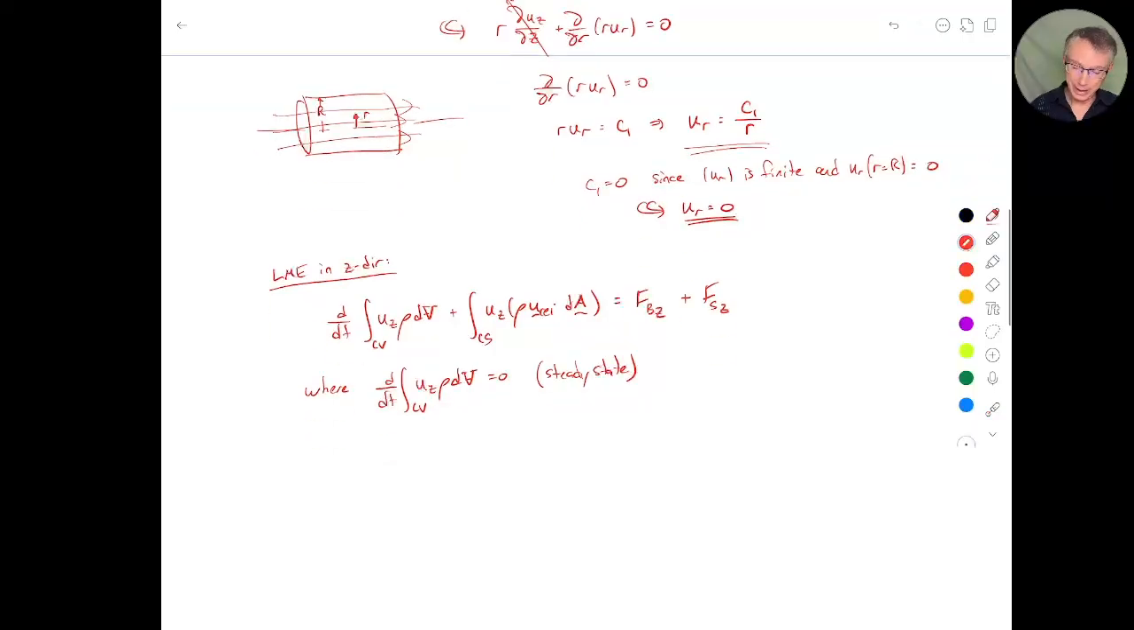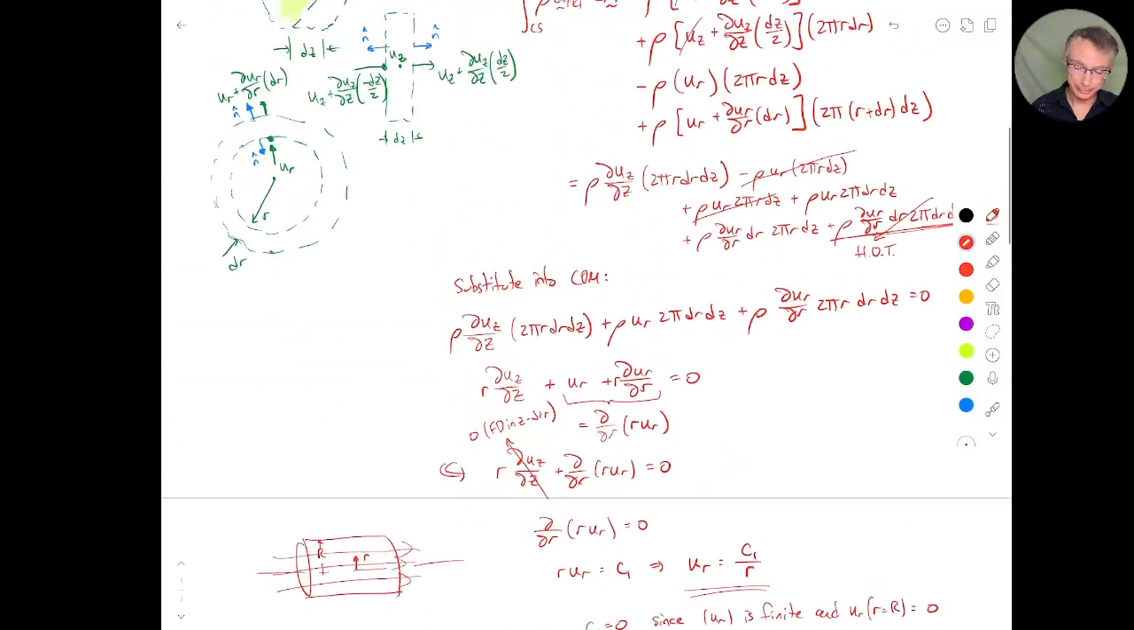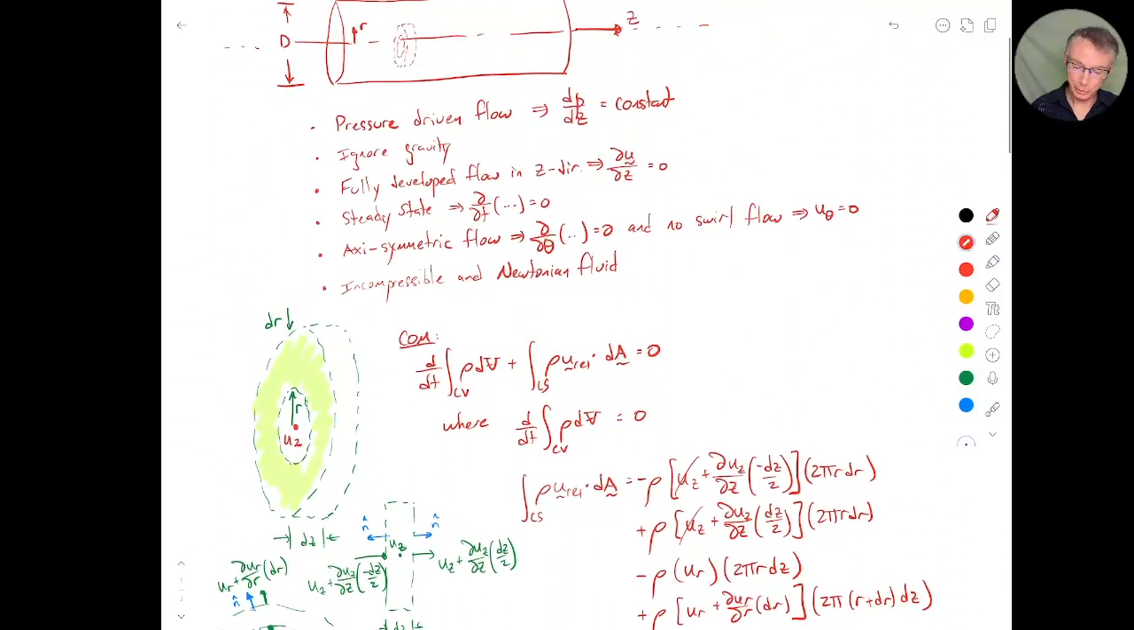Let's go ahead and evaluate the linear momentum flow rate in and out of the control volume. This one I'm going to, well, let me just write it out. We know that the z velocity does not change in the z direction, right? So let me go back up here. Let me just write a few things out here.